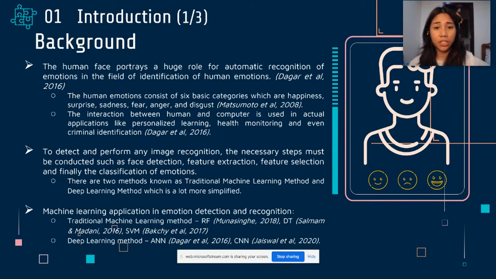To detect and perform any image recognition, the necessary steps must be conducted, such as face detection, feature extraction, occasionally feature selection, and finally the classification of emotions. There are two methods, known as the traditional machine learning method and the deep learning method, which is a lot more simplified. The traditional machine learning method consists of several famous models, where random forest, decision tree, and support vector machine are usually used. As for the deep learning method, ANN and CNN are popular mostly in the field of face recognition or any image recognition.